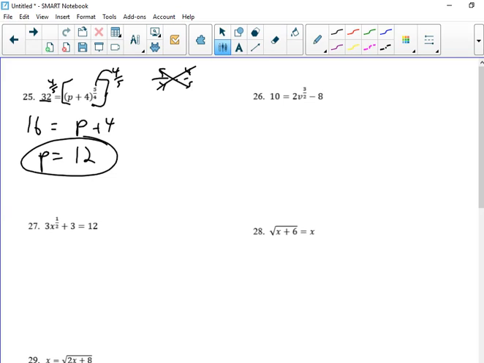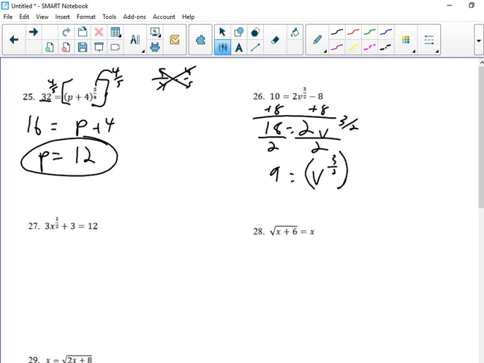All right. I got to get to my b. I got to get that by itself. So first I get rid of the 8. It gives me 18 equals 2b to the 3 halves. I have to get rid of the 2 now. I'm trying to get the letter by itself. That gives me 9 equals b to the 3 halves.